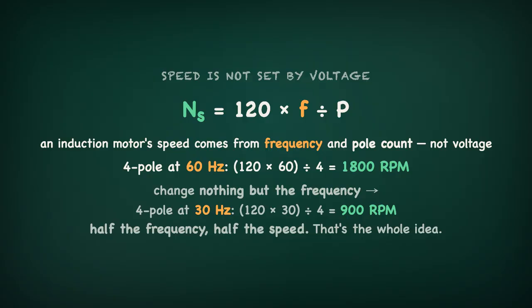Now change nothing but the frequency. Feed that same motor 30 Hz and you get 900 RPM. Half the frequency, half the speed. That is the entire idea behind a drive.